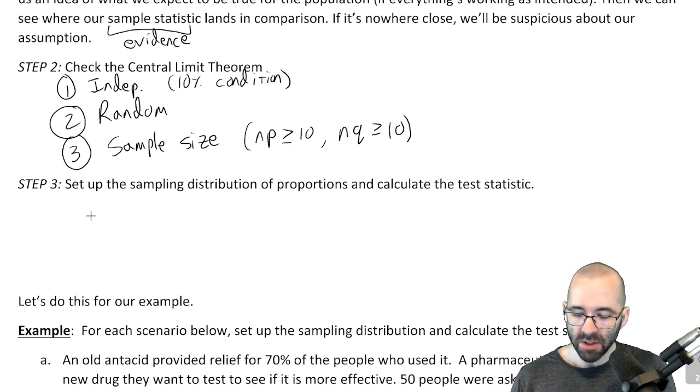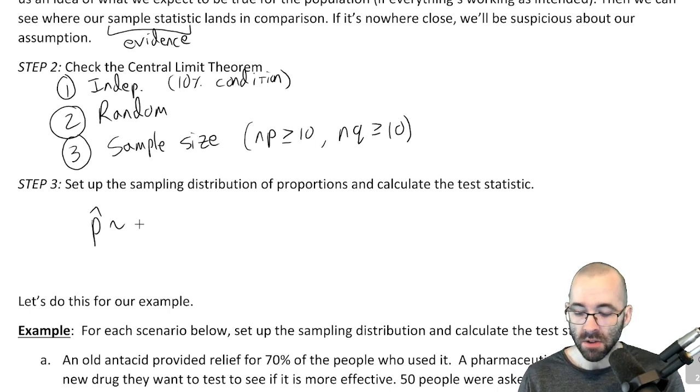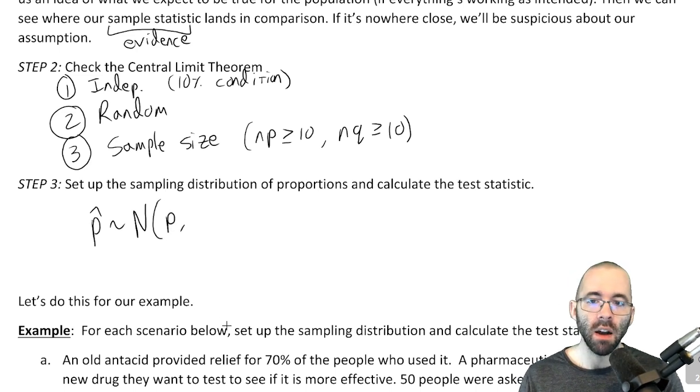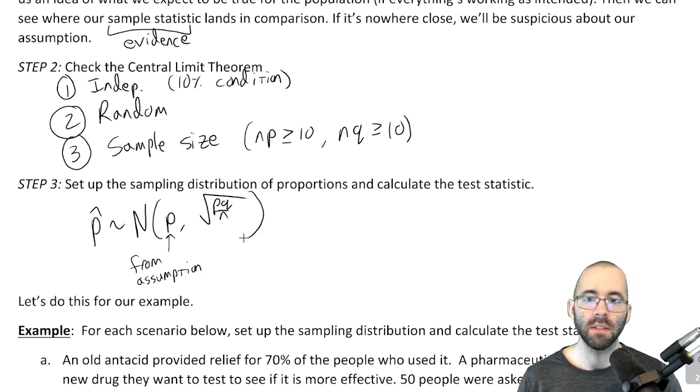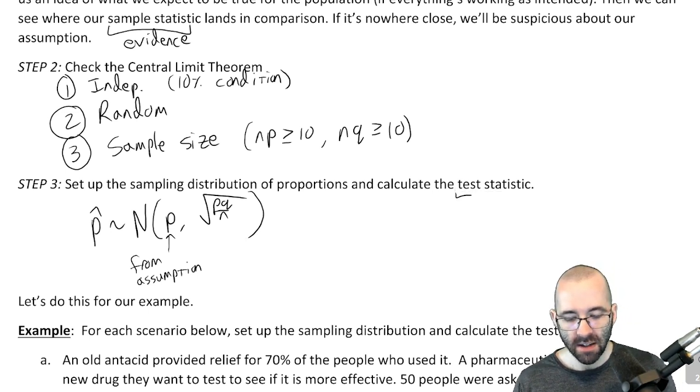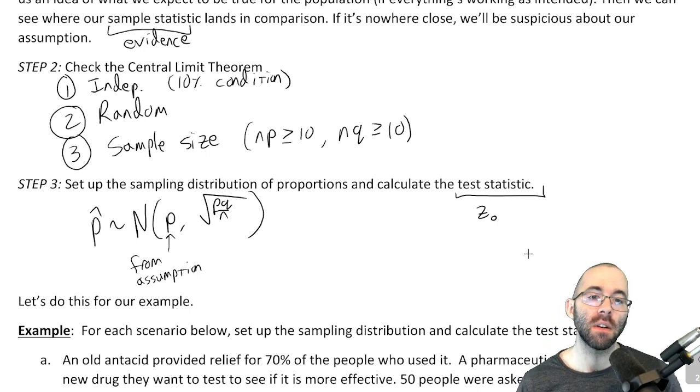And now we could set up the sampling distribution. And yeah, we said the sampling distribution, the sample proportion under these conditions will be normally distributed with a mean of our population parameter here. That's our assumption. Right? This is from our assumption. And standard deviation, square root of PQ over N. That's the first part of step 3. We also need to calculate the test statistic. In our case, that'll be a z-score.